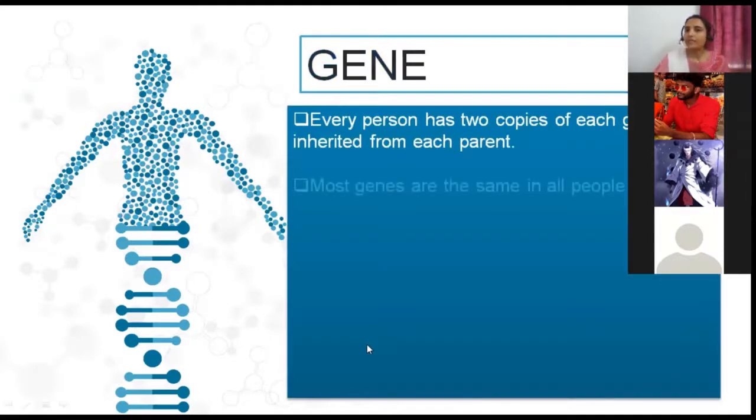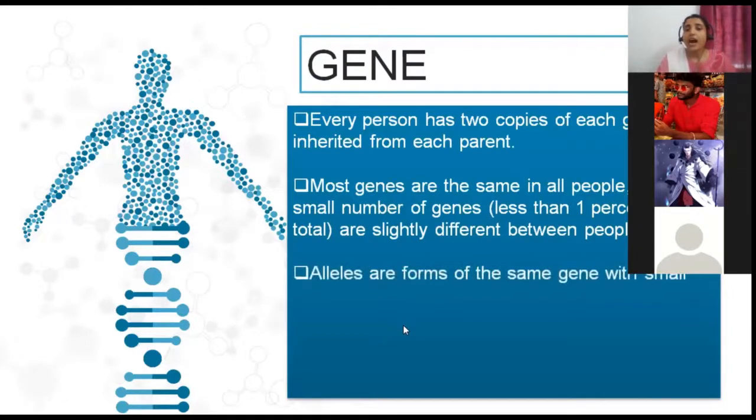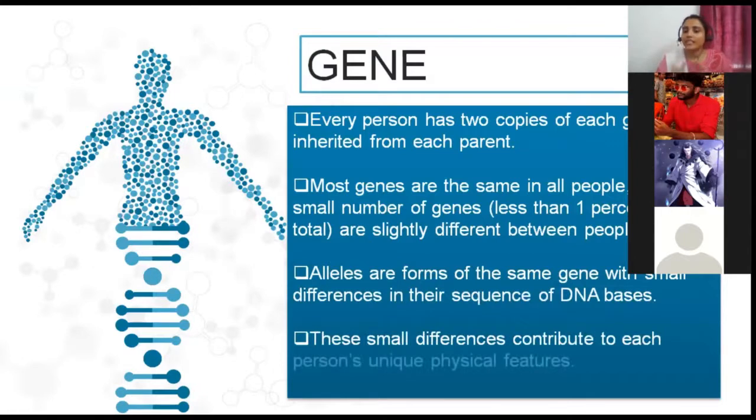Now, every person has two copies of genes, one inherited from each parent. That is, one is from your mother, one is from your father. Most genes are the same in all people, but a small number of genes, less than 1% of the total, are slightly different between people. Alleles are forms of the same gene with small differences in the sequence of DNA bases. So these small differences contribute to each person's unique physical features.